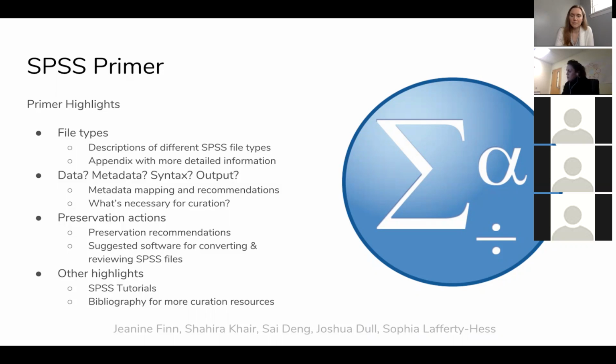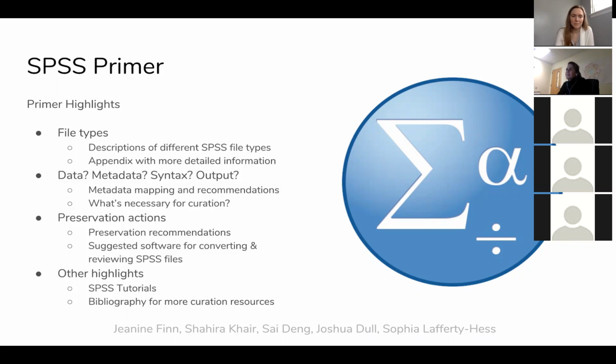So it's important to know that code is not data, that you need to know that these two are different. But you can't really use the syntax file if you don't have the data, and you won't know the analysis that people did if you just have data. You need the syntax as well.